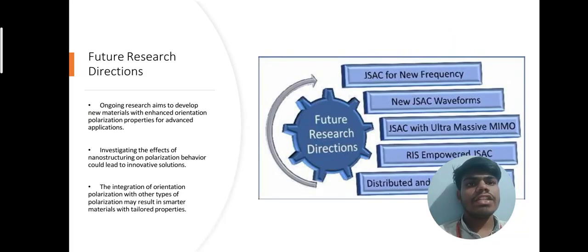Future research directions. Ongoing research aims to develop new materials with enhanced orientation polarization properties for advanced applications. The integration of orientation polarization with other types of polarization may result in smarter materials with tailored properties.